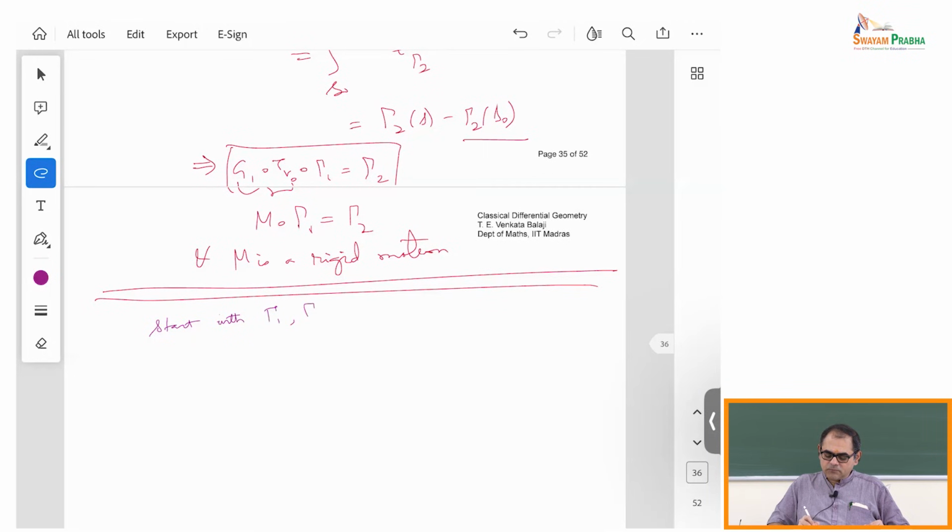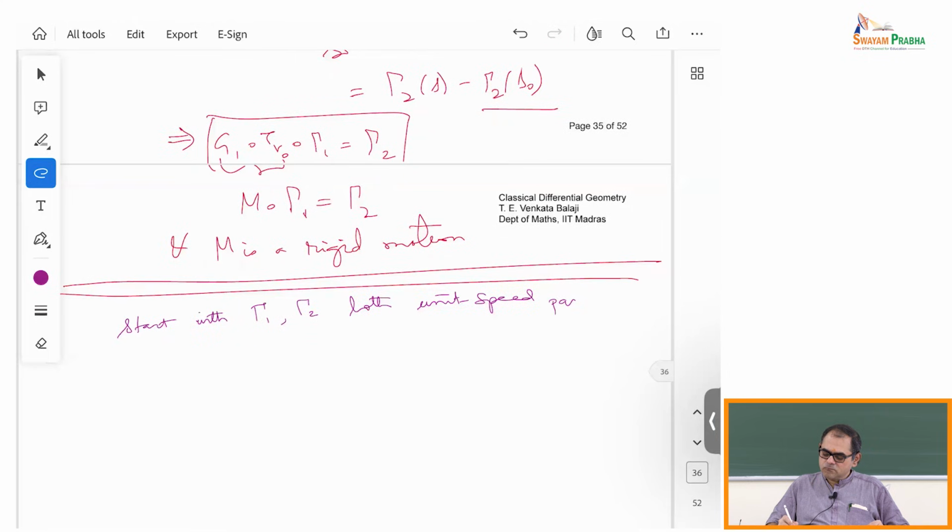So we start with two curves, gamma 1 and gamma 2, both unit speed parameterized by arc length, by increasing arc length, S in the open interval (a, b), such that both the curves have the same curvature and the same torsion.